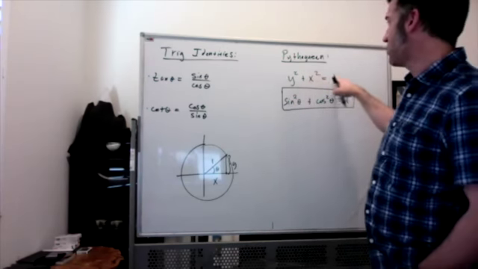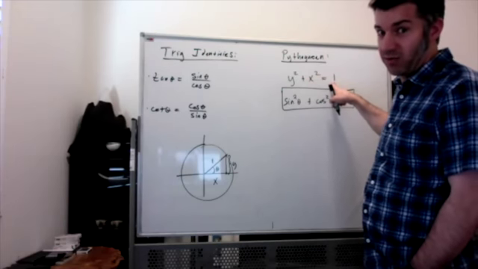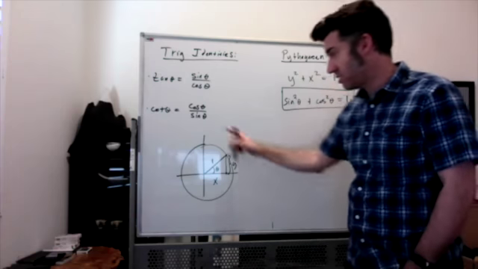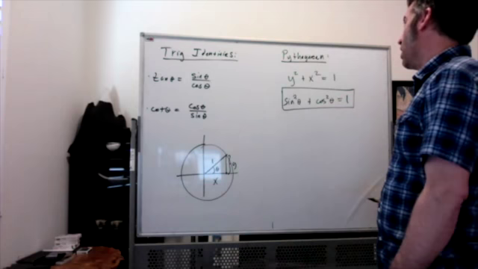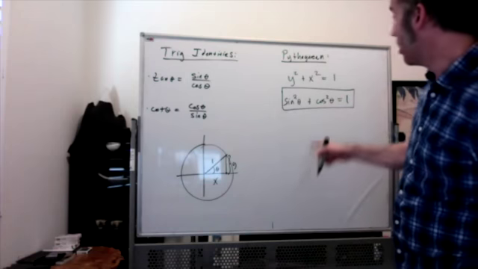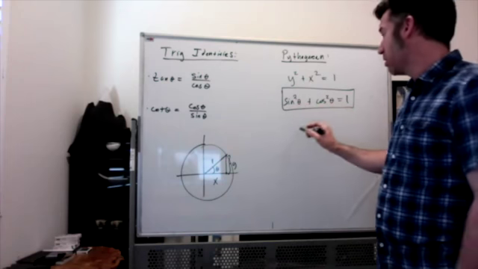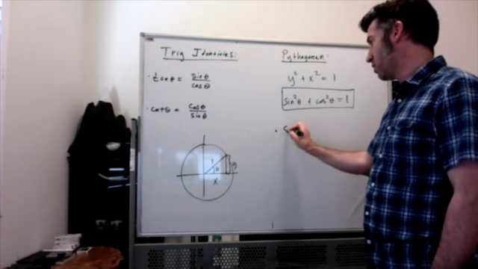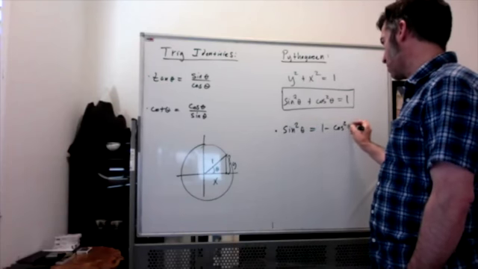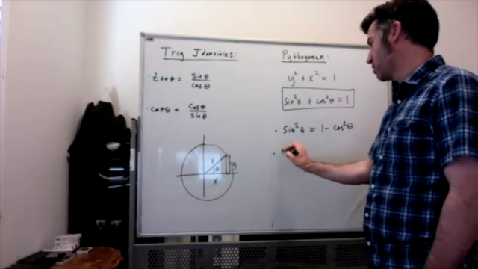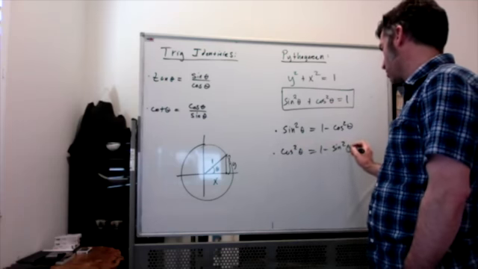We also know that this equation is true because it's the equation of a circle of radius 1 centered at the origin, right? X squared plus y squared equals 1 is this circle here, coming from the Pythagorean theorem. There are other ways of writing this. Sometimes we like to isolate either sine squared or cosine squared. So alternative versions are sine squared theta equals 1 minus cosine squared theta, or cosine squared theta equals 1 minus sine squared theta.